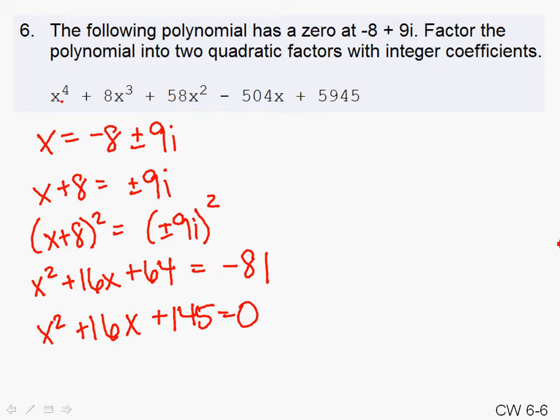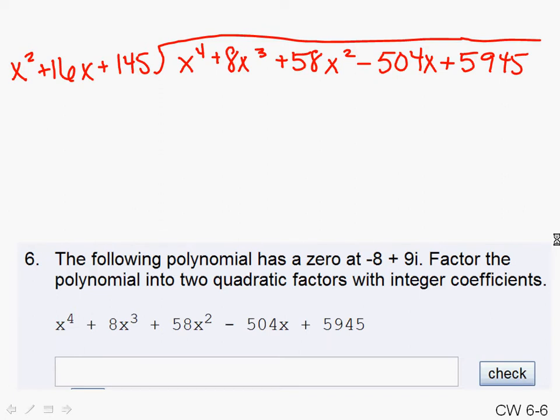Now we're going to take that factor and divide it into the x to the fourth plus 8x cubed plus 58x squared minus 504x plus 5,945. Okay, so if we divide, x squared goes into x to the fourth x squared times, so x squared times x squared is x to the fourth. X squared times 16x is 16x cubed. X squared times 145 is 145x squared.